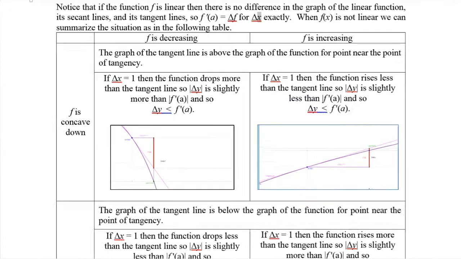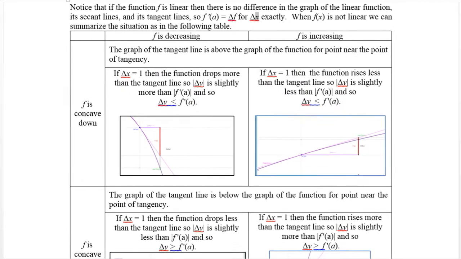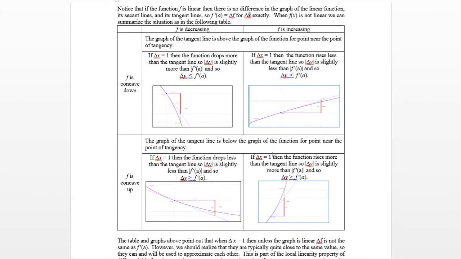All this at once. Maybe I can do it. There we go. So you kind of see all four possibilities here at once, and we'll zoom in for more detail in a minute. So here we've got f is decreasing, or f is increasing. We've got f is concave down, or f is concave up.